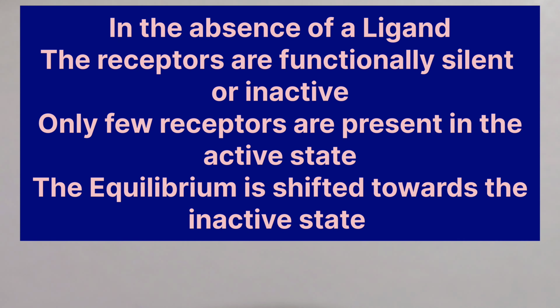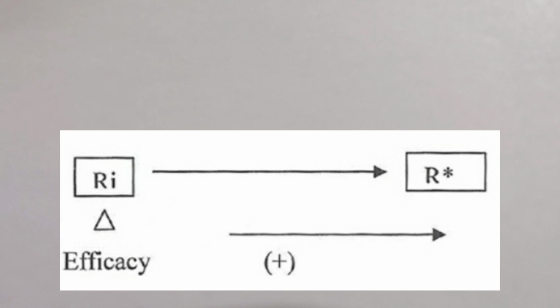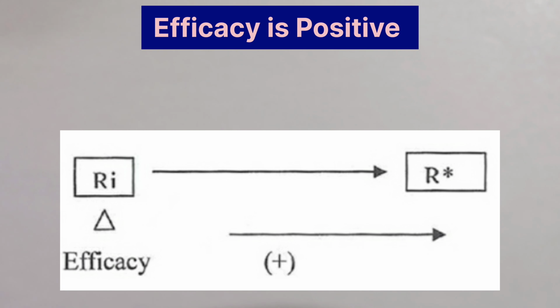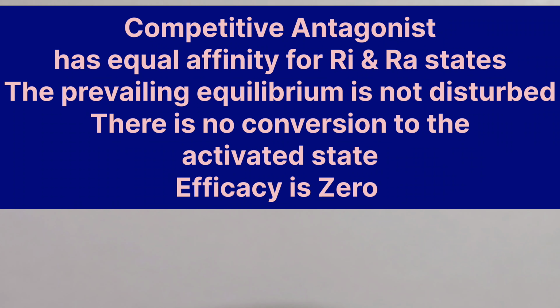An agonist has higher affinity or greater preference for the active state of the receptor than the inactive state, and after binding the receptor is activated. That is, the inactive state of the receptor gets converted to the active state and the equilibrium is shifted to the right, that is, a greater number of inactive receptors become activated. So this results in positive efficacy. A competitive antagonist has equal affinity for inactive and active states of the receptor, and the prevailing equilibrium is not disturbed. There is no conversion to the active state and efficacy is 0.